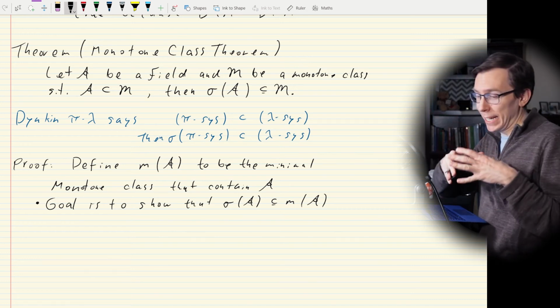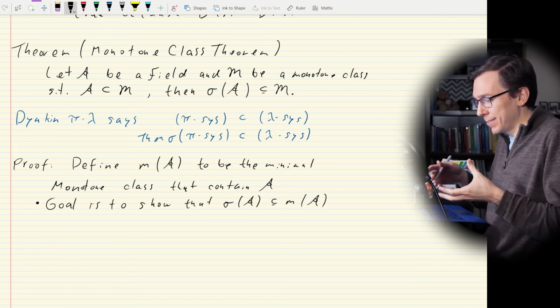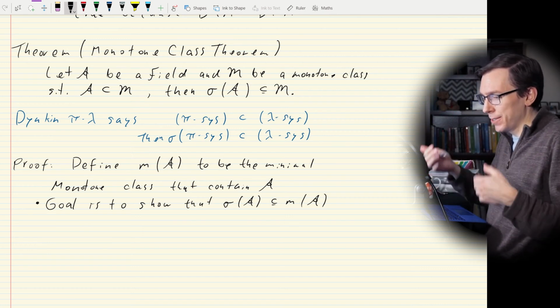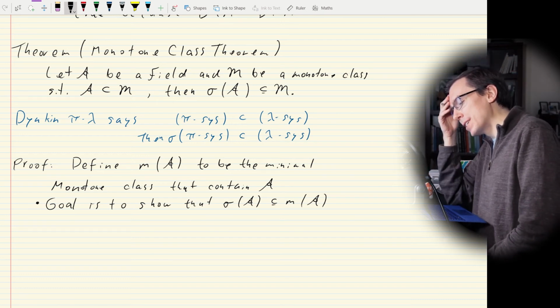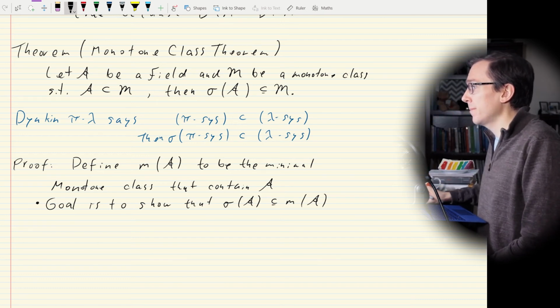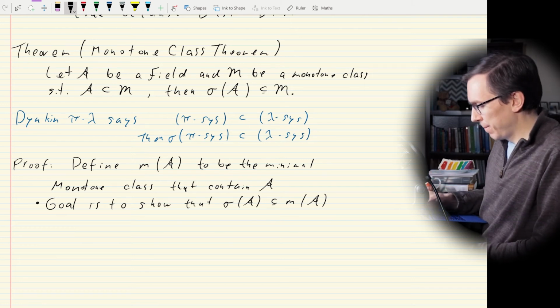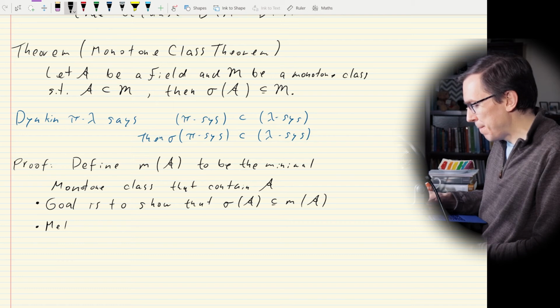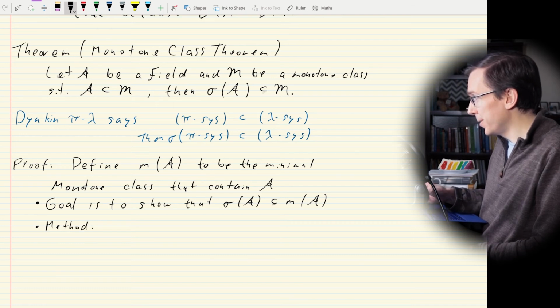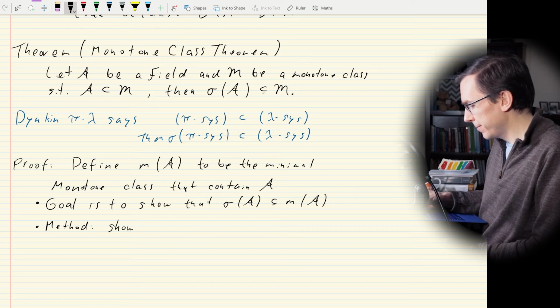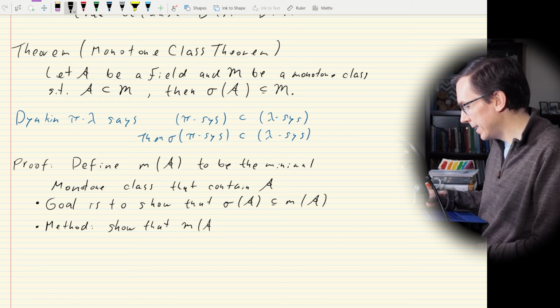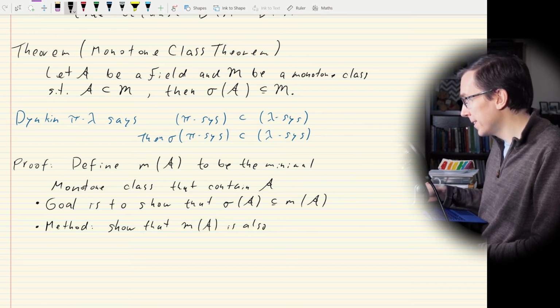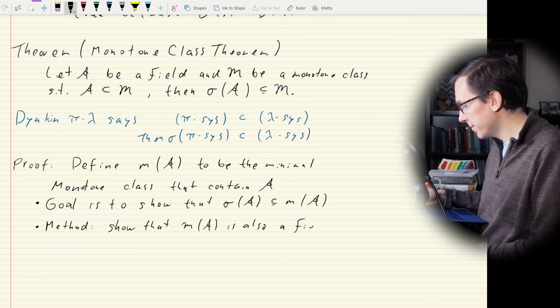If we think about it going upward, we can start with a field and consider the closure under these monotone sequences of sets. So that's the goal. The method that we're going to use is to show that little m, A, is also a field, and thus a sigma field.